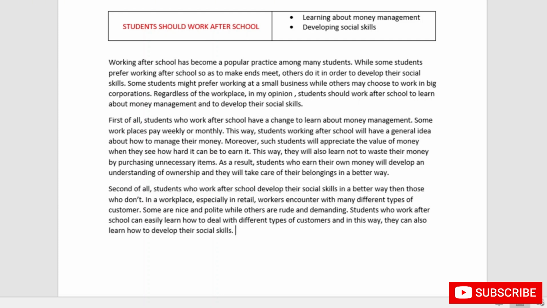What I suggest you to do is, again, describe a situation and then give an example and then talk about how this is going to positively affect in the long run. So, for example, in this part, my argument is that if a student works after school, they can learn how to manage different types of personalities, customers, and in the long run, it will help them develop their social skills.